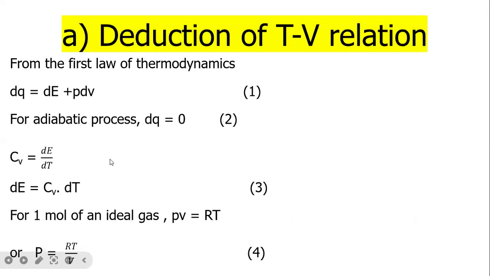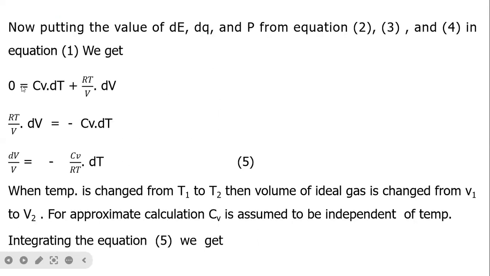Substituting the values of Cv dT and P in equation 1, we get 0 equals Cv dT plus RT by V dV. With simple arrangement, RT by V dV equals minus Cv dT. Again, arrangement: dV by V equals minus Cv by R dT by T.